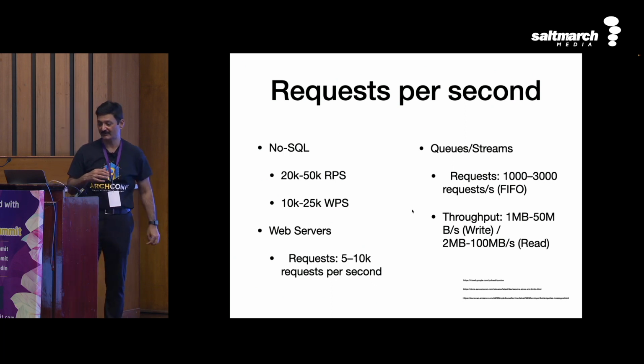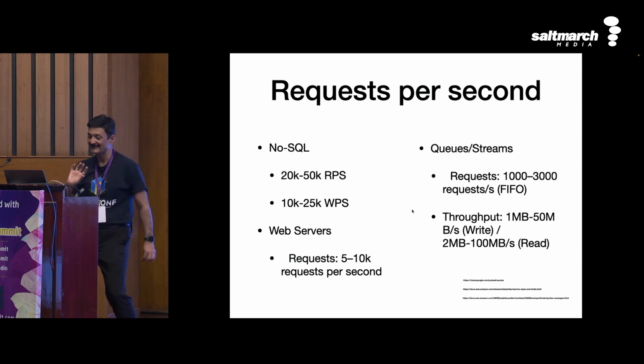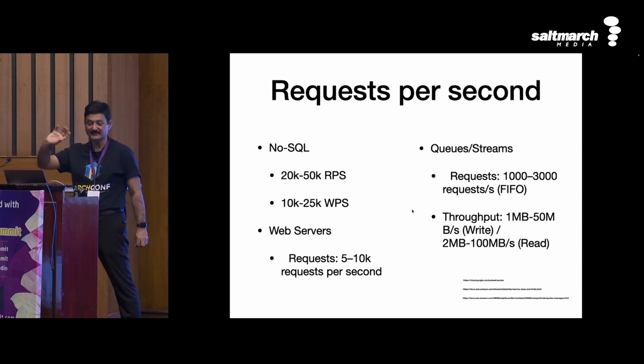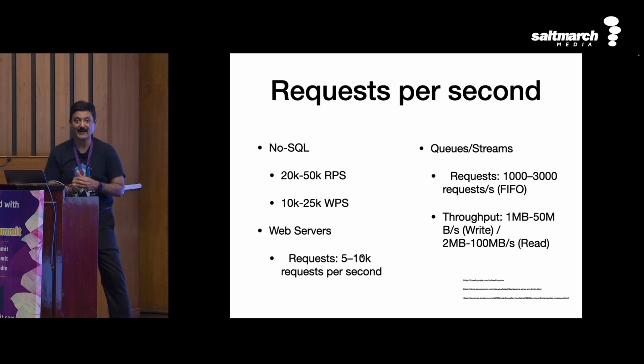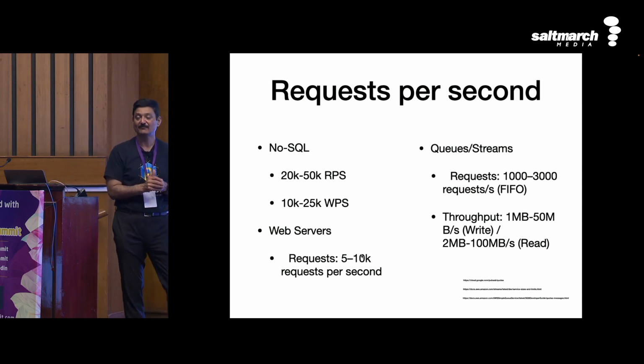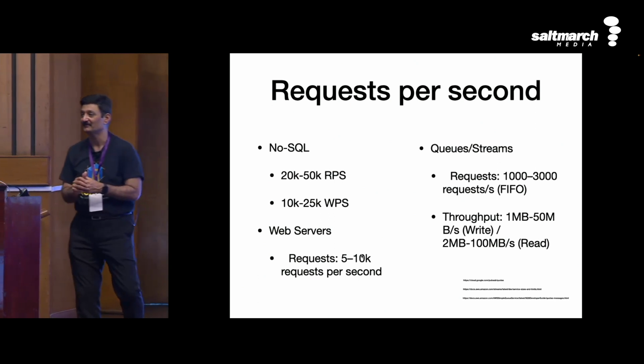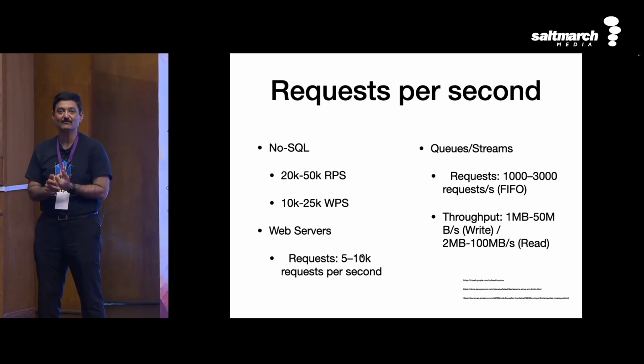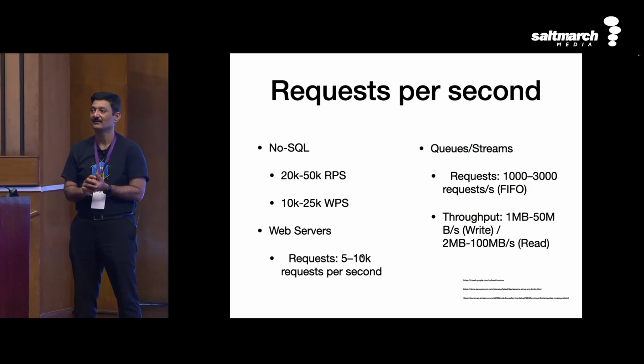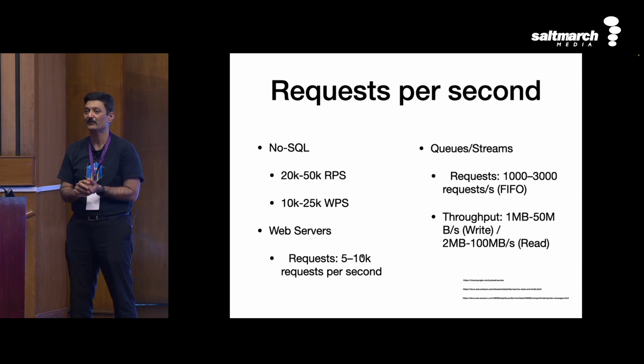NoSQL database, on the other hand, is talking about 20K to 50K requests per second. So this is the limitation for the NoSQL database. And then the web server is 5 to 10K. Let's say 10K they can process. Let's say you have a request coming in, 50K requests per second. How many web servers do we need? 50K requests per second, anyone?